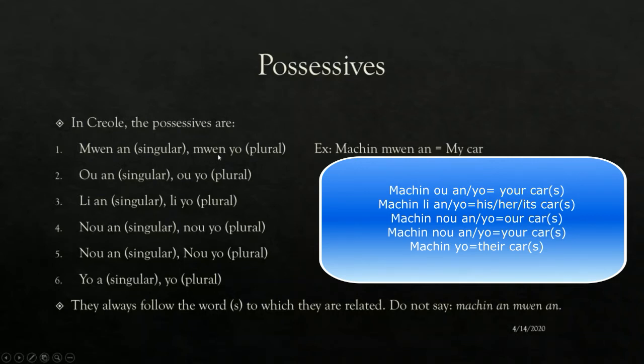Okay, it's like my, your, but when you have that yo, now the noun will be plural. So when you translate it, it's going to be my cars, your cars, his, her, its cars, our cars, your cars, and their cars. There will be an s. If you use those moyo, uyo, lio, no, yo, in English it will be cars, with an s right there.